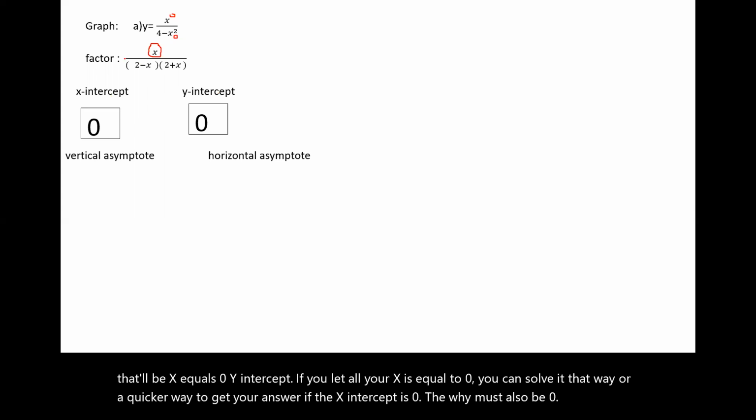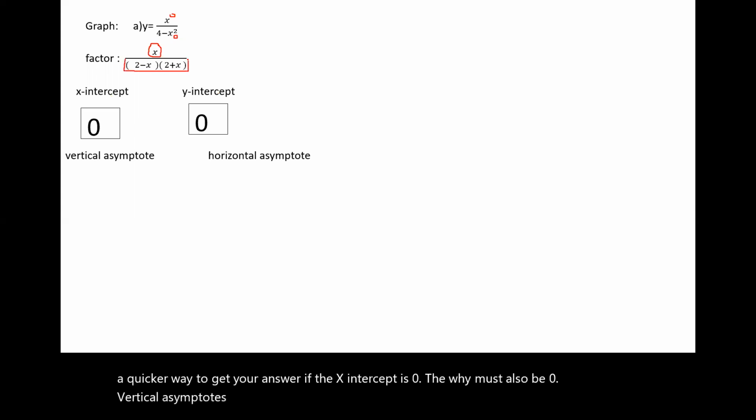Vertical asymptote, what would make your denominator equal 0? That's what we're not allowed to divide by. So 2 or negative 2.